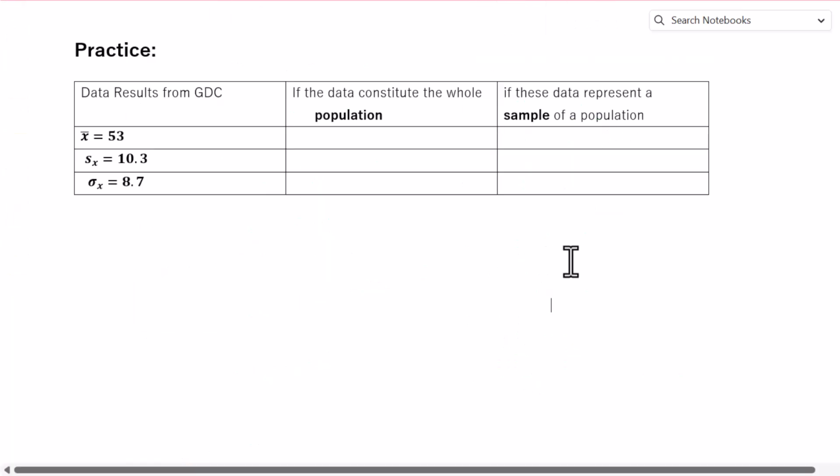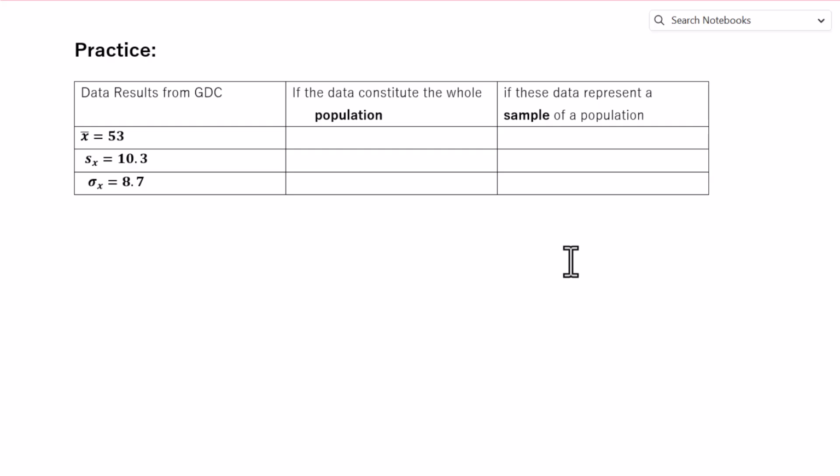Let's work on this practice. X bar equals 53. S sub x equals 10.3. Sigma sub x equals 8.7 from GDC. Then, if the data constitute the whole population, mu equals 53. It means nothing.